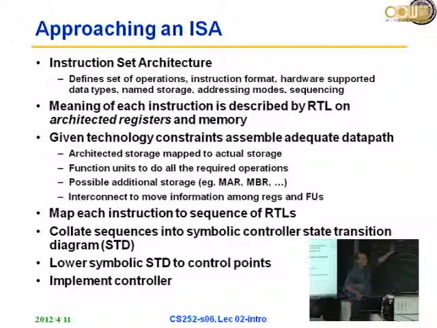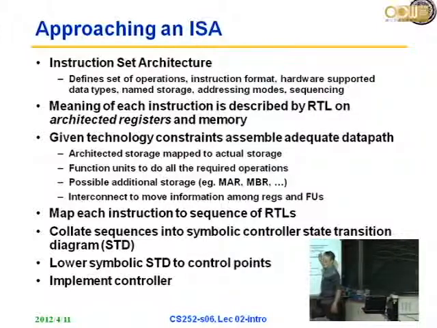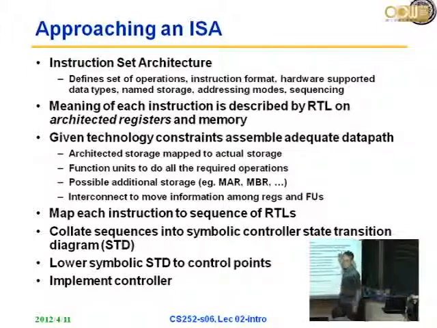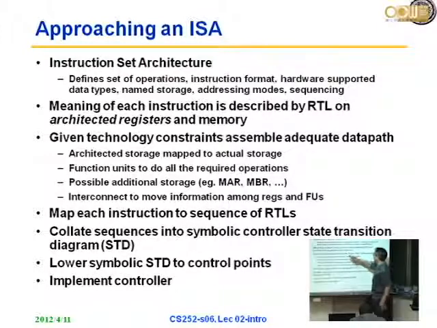The first cycle of a 2-cycle instruction. Okay, second cycle of that instruction execution. So that's the basic RTL, and it surely can be used for pipeline design. So given technology constraints, assemble an adequate data path. Given technology constraints, such as how many cycles a multiplier takes, then you can put the components together adequately to form the data path.